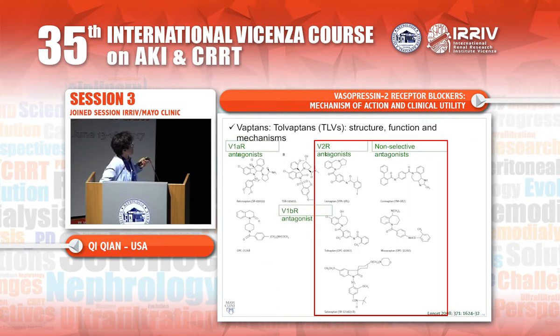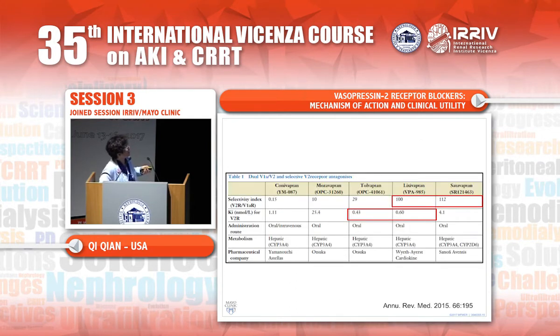So vaptans are a group of molecules, non-peptide, very stable vasopressin receptor blockers. We have a V1A blocker, V1B blocker, V2 selective versus non-selective V2 receptor blockers. If you're looking at their selectivity, the most selective group would be tolvaptan, lixivaptan, and satavaptan.